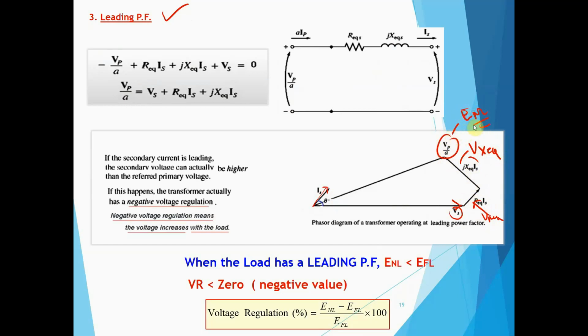So what did you notice? When the load has a leading power factor, E no load is less than E full load. So if it is less than E full load, what will happen to this part of the equation? It will become negative. So we have a negative voltage regulation. Okay? Of course, the voltages here are described by Kirchhoff's voltage law, right? From this, the summation of voltage in a closed loop is equal to 0.